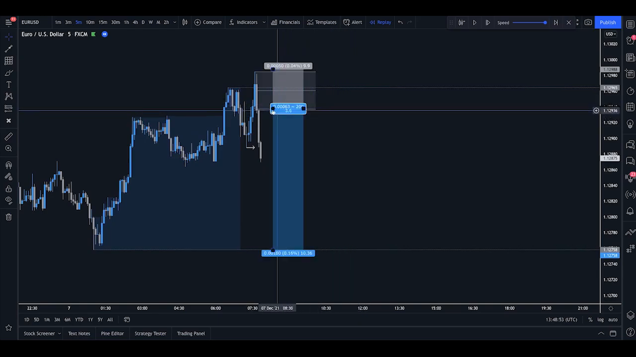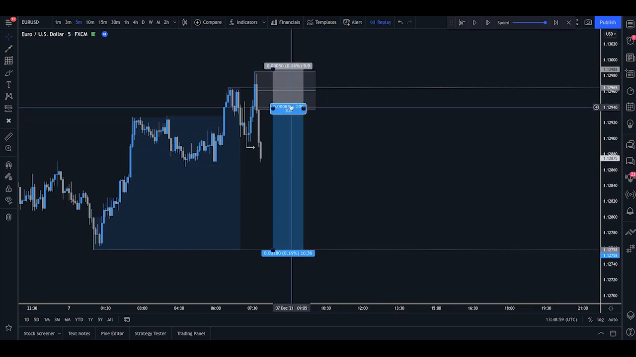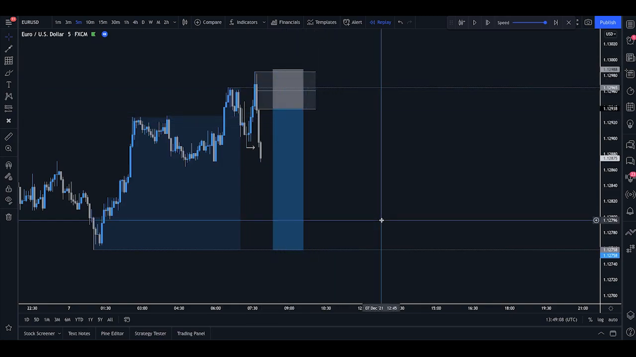So we can set our order on the bottom of the zone, remembering what we spoke about earlier in the course. The midpoint is a good place for executions on the 15 minute and above, but anything below the 15, we want to use the bottom or the top of the zone, depending if we're selling or buying.